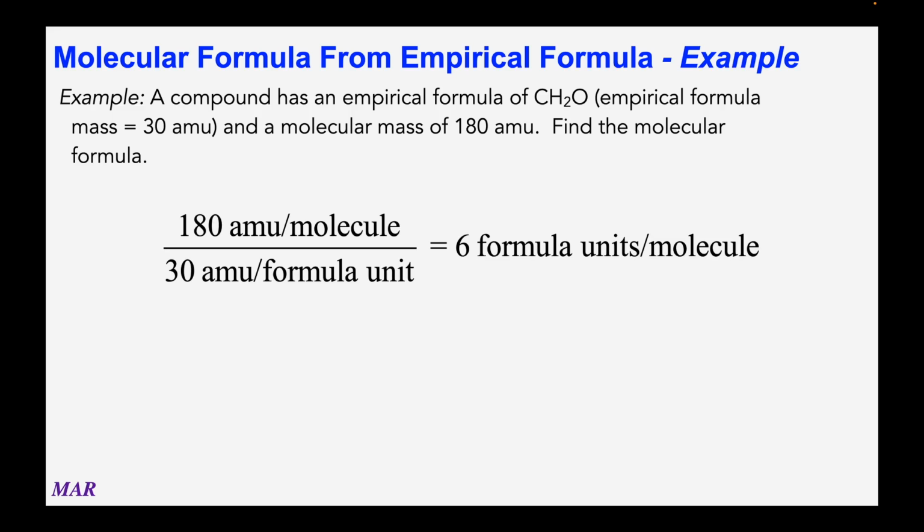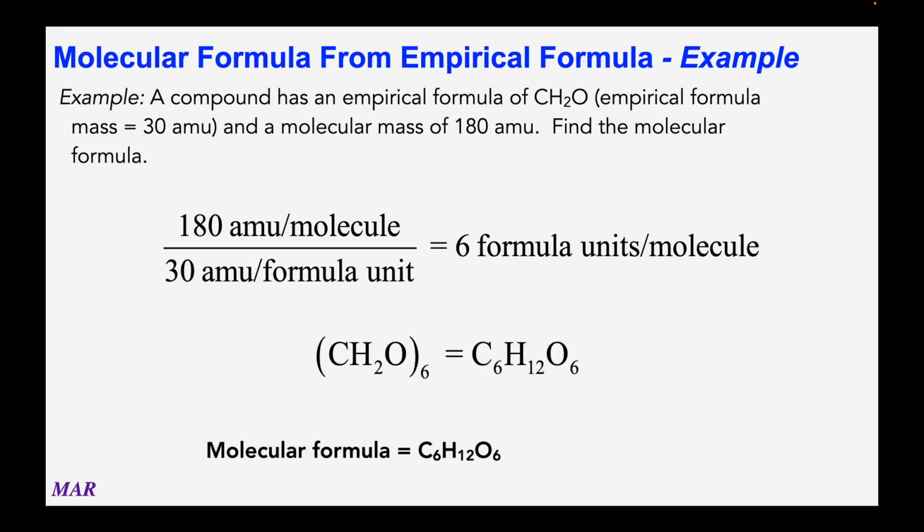So in this case, that ratio is 180, the mass per molecule, divided by 30, the mass of a formula unit, the smallest empirical formula. So 180 divided by 30 is 6. That means there are 6 empirical formulas in the molecular formula. So the molecular formula would be CH2O taken 6 times. If you multiply all of those through by 6, you get C6H12O6. That's the molecular formula of this compound.